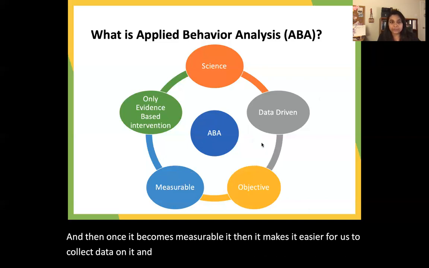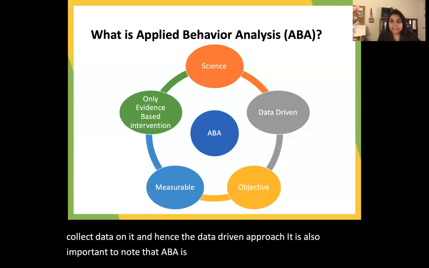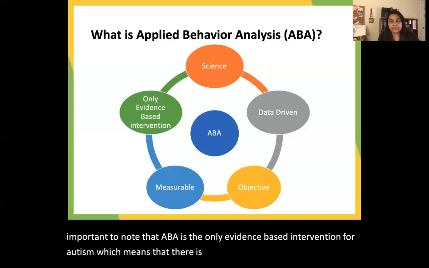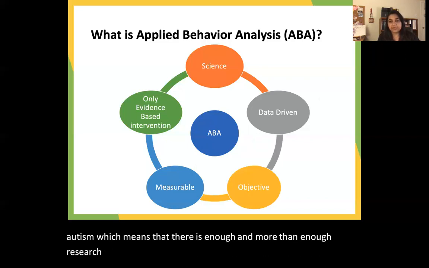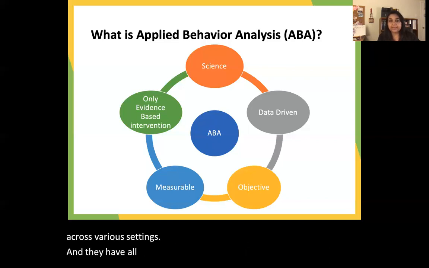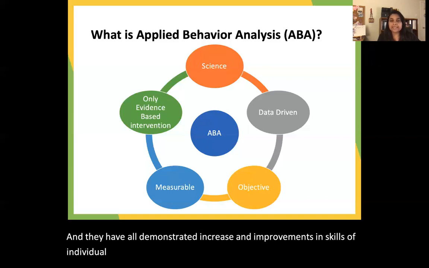It is also important to note that ABA is the only evidence-based intervention for autism, which means that there is more than enough research which has been published over several years by several people across various settings, and they have all demonstrated increases and improvements in skills of individuals to then say that yes, it is an evidence-based science. So it's important to keep in mind that ABA is a science.